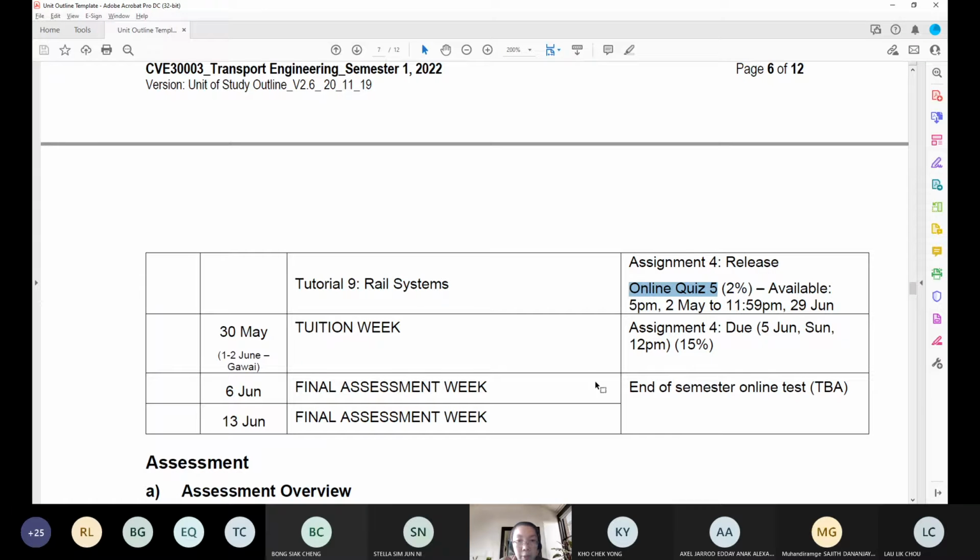So that will be the whole semester, and we'll have 1 online test during the final assessment week. I cannot confirm the time. There's a question here: no final exam for this unit. Yeah, no final exam for this unit, but we'll only have an online test, okay? This online test is worth 20%.